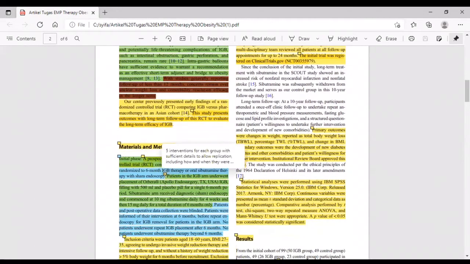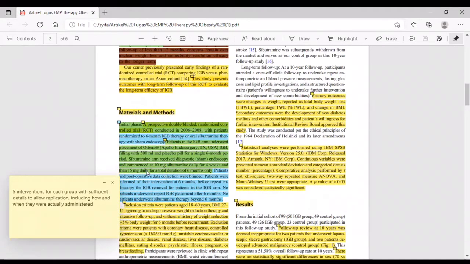So next is checklist number 5. The checklist is intervention for each group with sufficient details to allow replication, including how and when they were actually administered. Patients in the IGB arm underwent placement of Orbera IGB filled with 500 ml and a placebo pill for a single 6-month period. The sibutramine arm received diagnostic endoscopy and were recommended 10 mg sibutramine daily for 4 weeks and then 15 mg daily for a total duration of 6 months only.